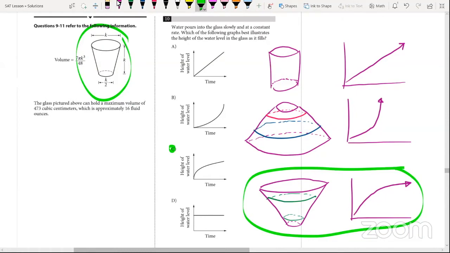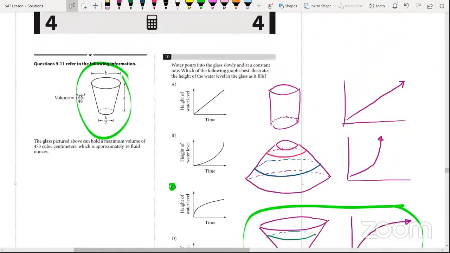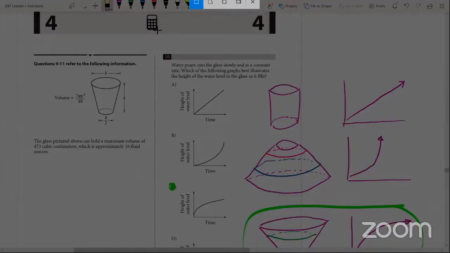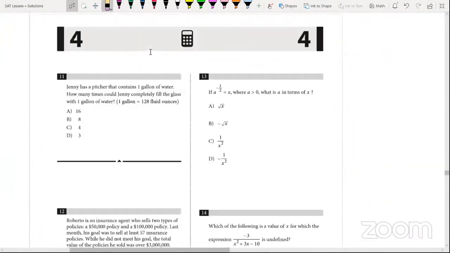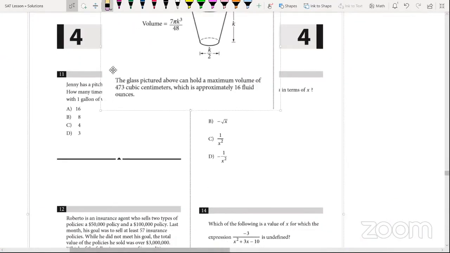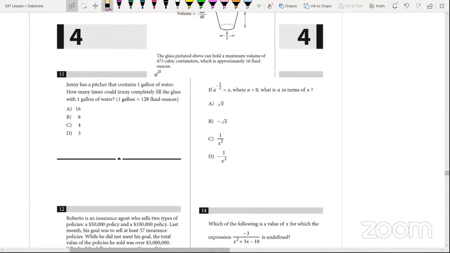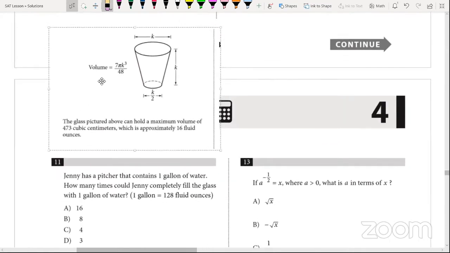Going over to number 11 now. Let's go ahead and just bring the scenario in so it can be close to question 11. Okay, Jenny has a pitcher that contains 1 gallon of water, 1 gallon. How many times could she fill the glass?